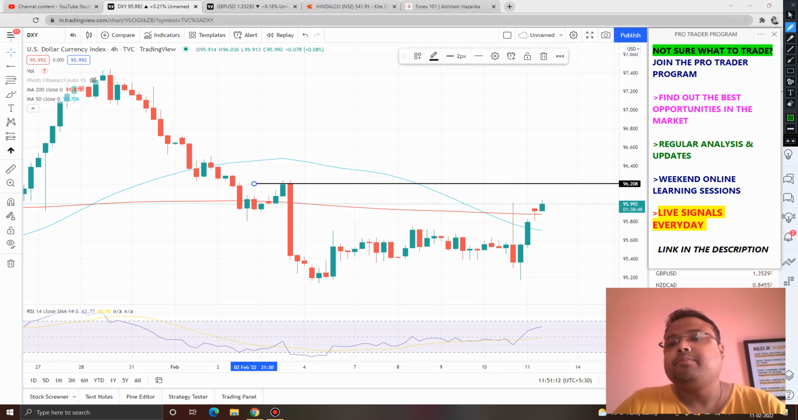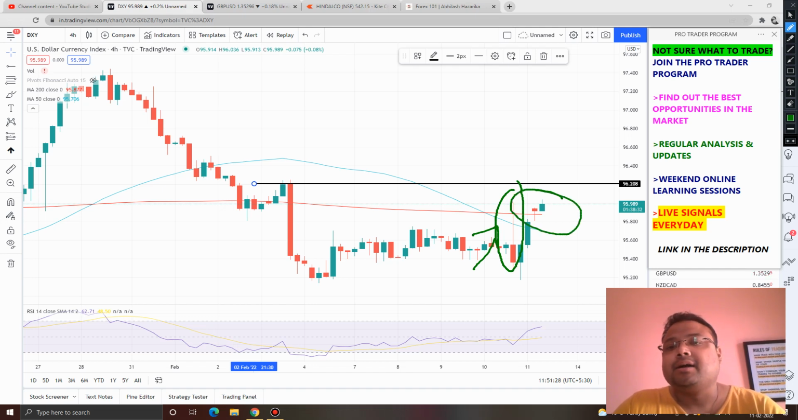At first, there was a sharp rise in the dollar price. Then again, we saw heavy selling on the dollar as well. Just look at the candle here. And after the craziness, we can see that right now DXY is standing at 95.9899. This is the current market price.